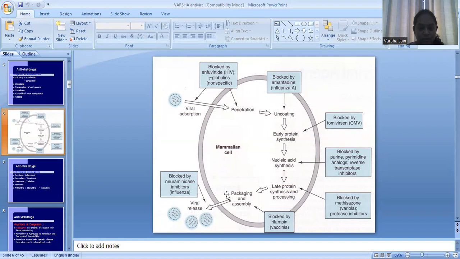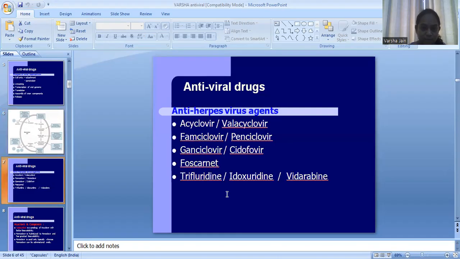Coming to early protein synthesis, some drugs like fomivirsen block early protein synthesis. Some drugs like purine and pyrimidine analogs and reverse transcriptase inhibitors block the stage of nucleic acid synthesis. Some drugs, like methisazone, act during late protein synthesis and processing. Some drugs, like rifampin, act at the stage of packaging and assembly. And neuraminidase inhibitors block the influenza viruses.